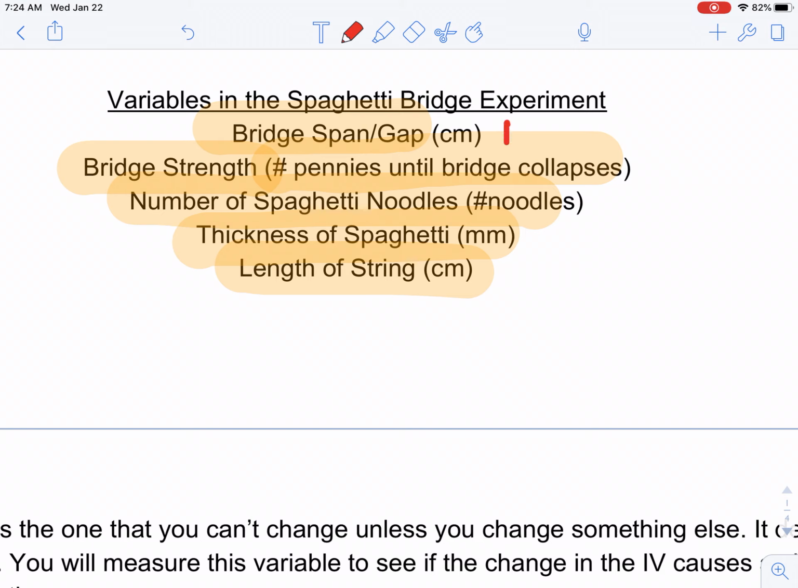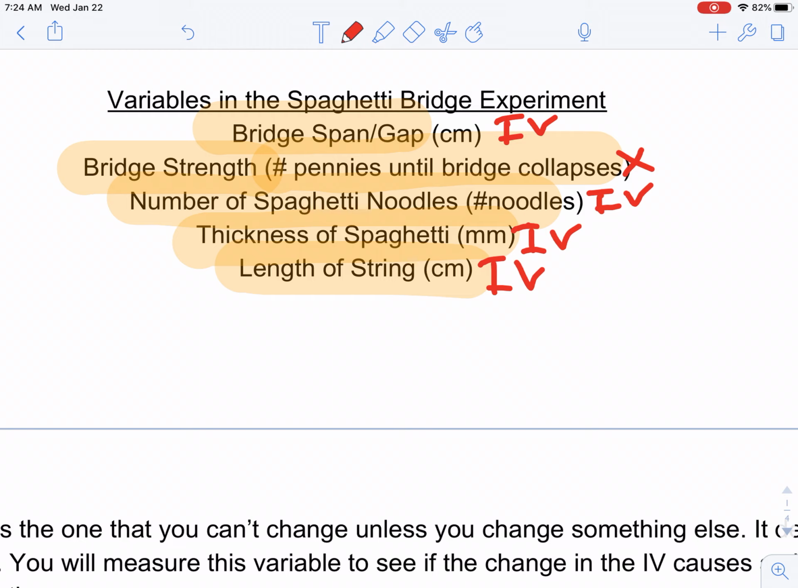Well, you can change how wide the bridge is. You could change the number of spaghetti noodles. You can add more. You could change the thickness of the spaghetti, going to the store, getting a different brand, maybe thicker spaghetti. And you could also change the length of the string. But this one is not one that you can change.